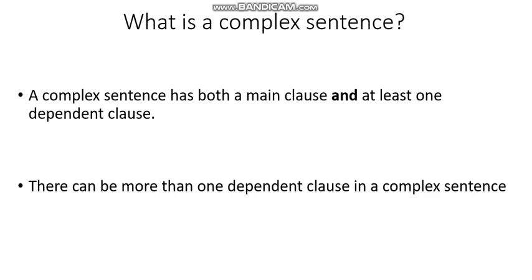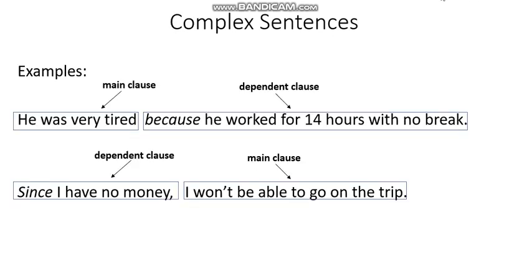Now that we've talked about clauses, let's talk about what a complex sentence is. A complex sentence has both a main clause and at least one dependent clause. Now remember, there can be more than one dependent clause in a complex sentence. Okay, let's take a look at some examples of some complex sentences.